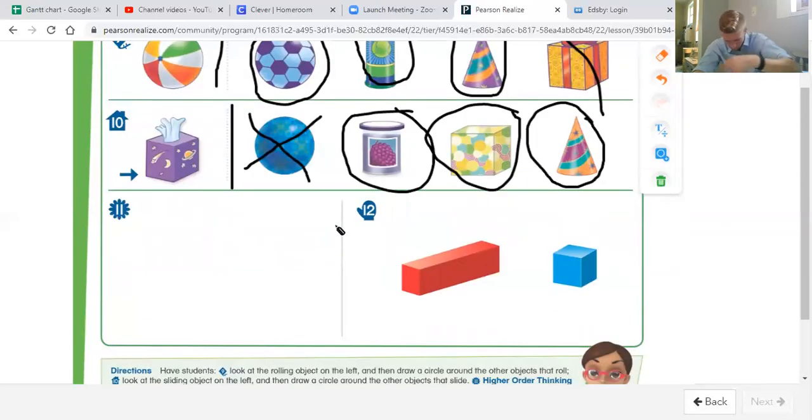All right, let's do number 11 here. It says, draw two figures that can stack on each other. Right here, number 11, draw me two figures, two solid shapes that can stack on top of each other. Ready and go. Okay, you're drawing two shapes that stack on top of each other. It can be any two shapes.